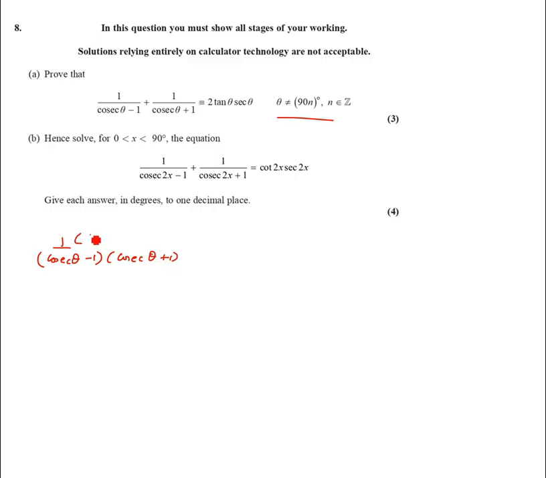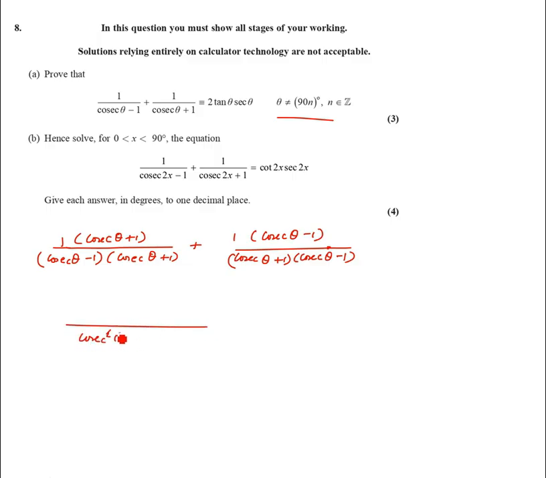So we multiply by cosec theta plus 1 on both numerator and denominator of the first fraction, plus 1 times cosec theta minus 1 over cosec theta plus 1 times cosec theta minus 1. Now we have the same denominator, and this is a minus b times a plus b, so the denominator can be written as cosec square theta minus 1.